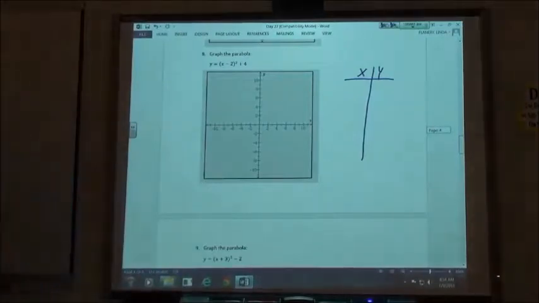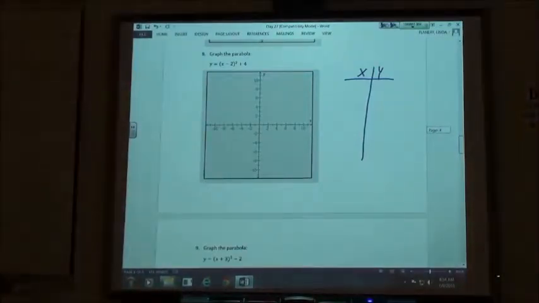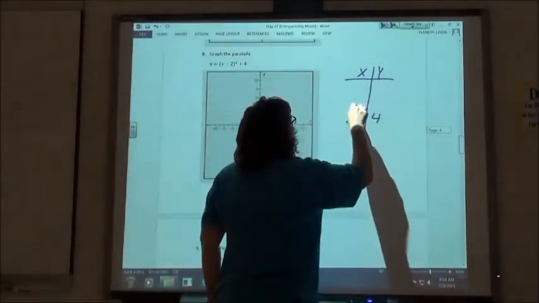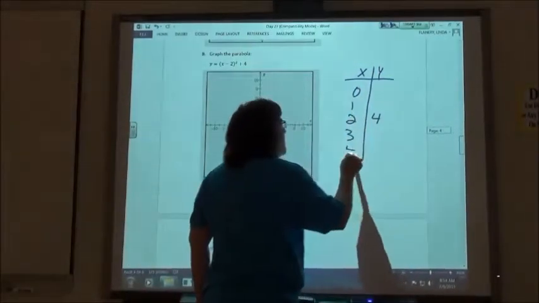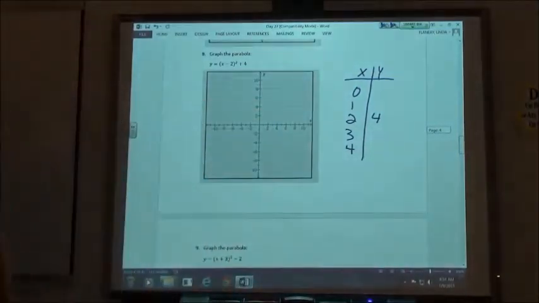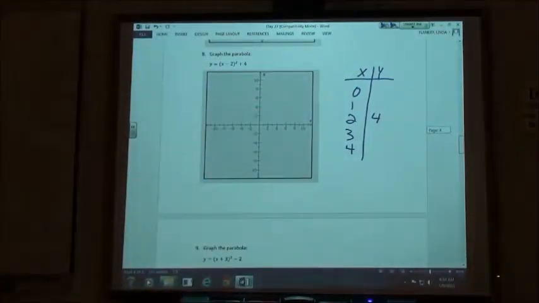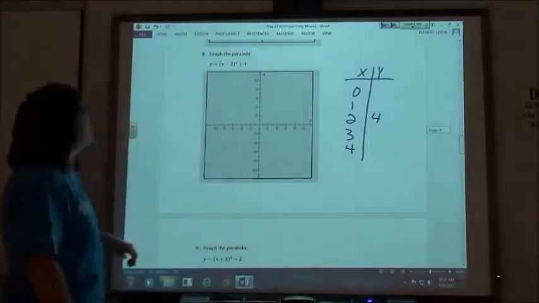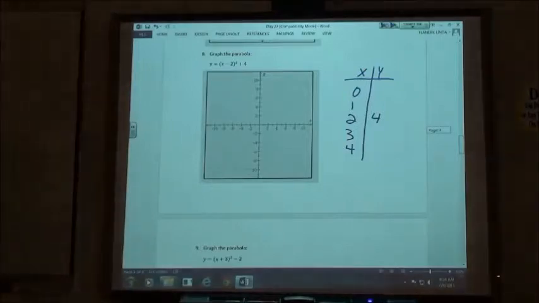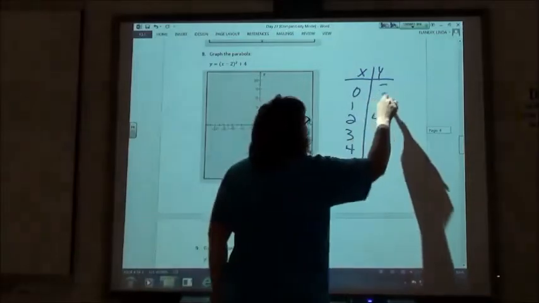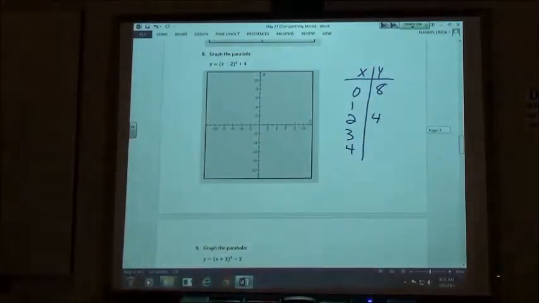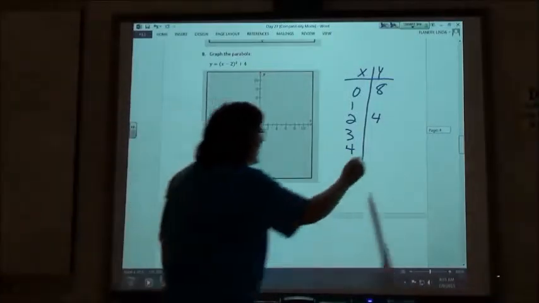Then, if you pick out your vertex on number 8, it would be at 2 and 4. So 2, 1, 0, and 3 and 4, something like that. Doesn't matter what order, just so you get them all in there. So if I put 0 in for x, what would I get for y? 8. And then I'm going to jump down to the 4. If I put 4 in for x, what am I going to get for y? I'm also going to get 8.